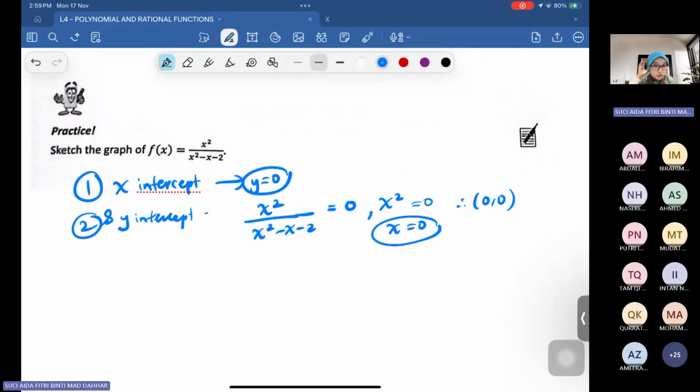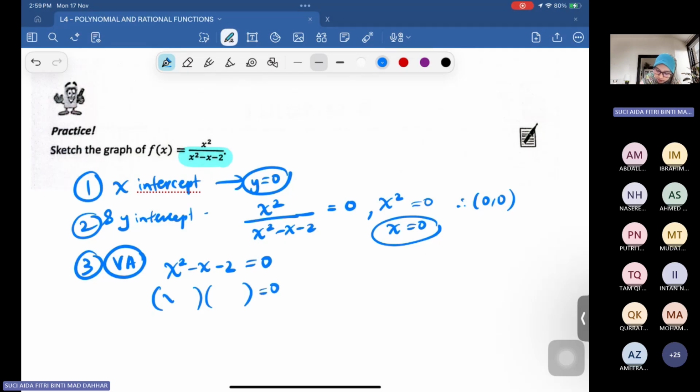So step 2 is done already. Now step 3 is finding vertical asymptote. How do we get vertical asymptote? By taking the denominator function and make it equal to 0. So x squared minus x minus 2 equals 0. You get to solve for x.